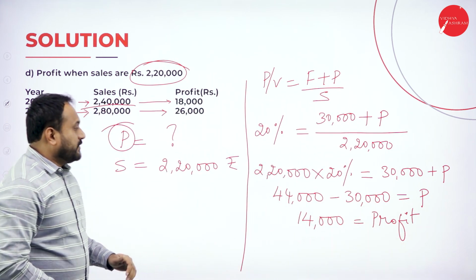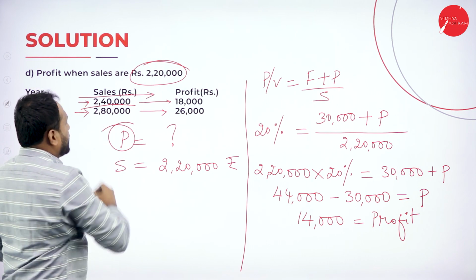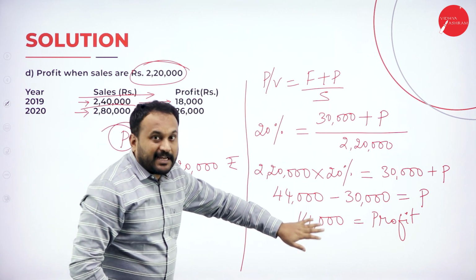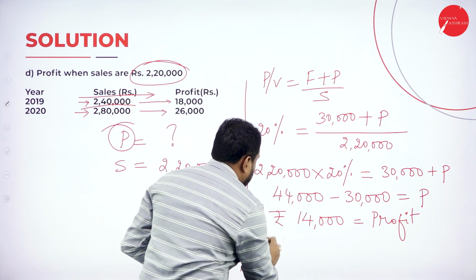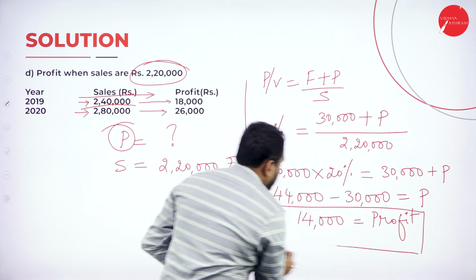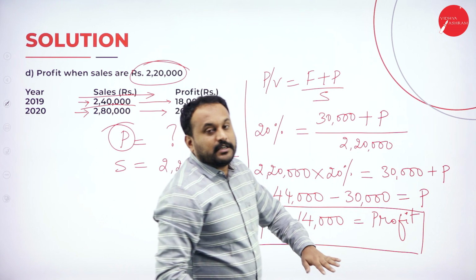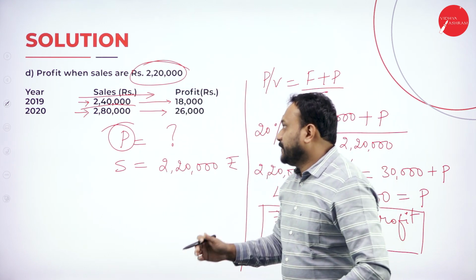14,000 is what? Profit. Now understand, 2,20,000 will be here, no? 2,20,000 is here. So if I make sales of 2,20,000, I'll get a profit of how much? Rupees. Please don't forget to write rupees. 14,000 will be my profit. So this is what we are supposed to go with. Let's go with the next one here.